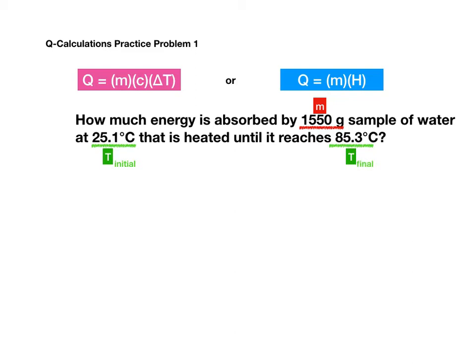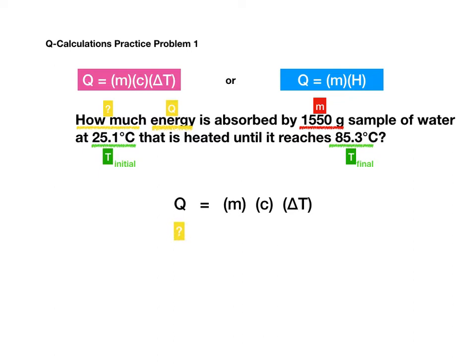At the beginning of the word problem, I see the words how much. So that is an indicator that is my unknown. And what is attached to how much is the word energy. And energy is represented by the variable Q. So I must be solving for Q. And because I see I have two different temperatures, I am going to use the MC delta T equation.